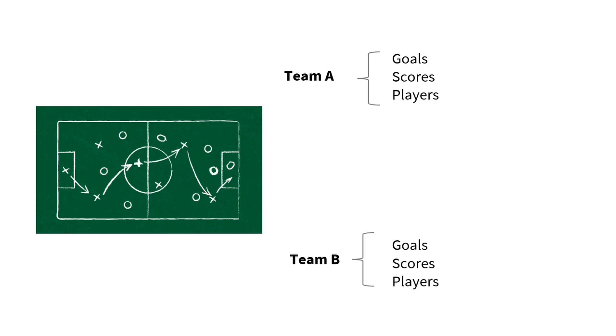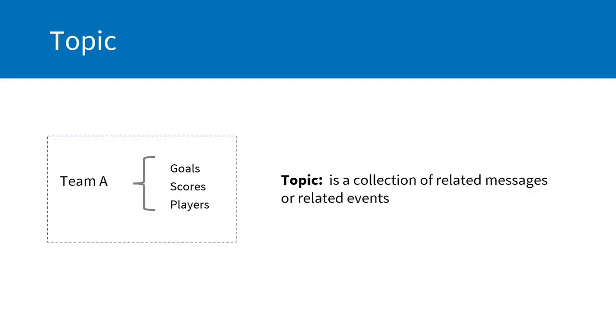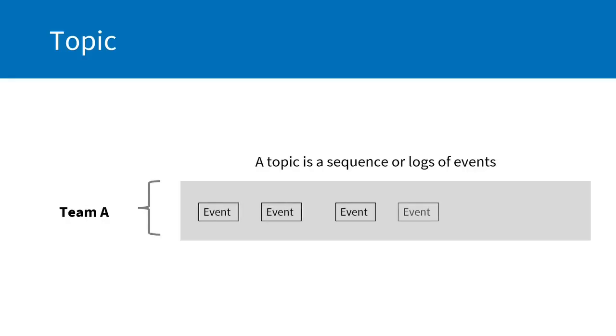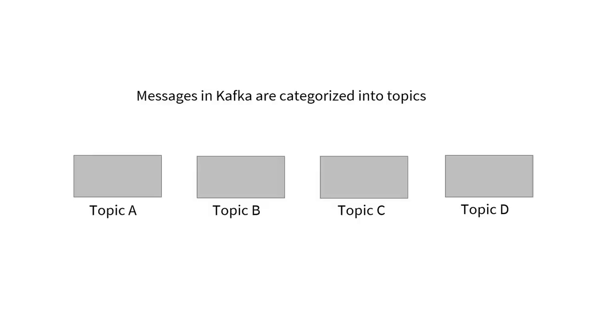And this is what we call a topic. A topic is a collection of related messages or related events. It is Kafka's fundamental unit of organizing events. A topic is a sequence or log of events. In our case, events related to Team A are logged inside that topic. Messages in Kafka are organized or categorized into topics, and each topic is given a name.